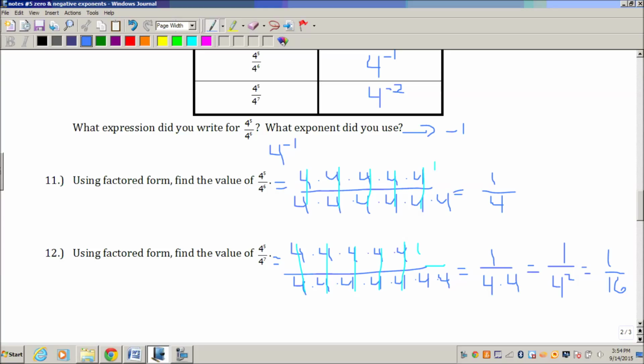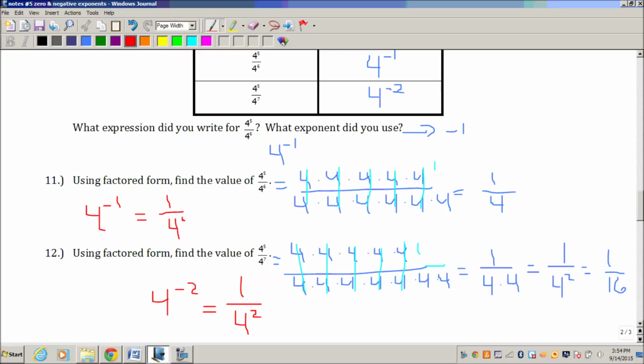So we see here that 4 to the negative 1 power is equal to 1/4, or 1 over 4, or 1 over 4 to the first. When there's no exponent, you know that that means 1. 4 to the negative 2 power is equal to 1 over 4 squared, or 1/16. So it looks like that when you have a negative exponent, it does not mean that the answer becomes negative. Not at all. It means that you take the reciprocal of the base.